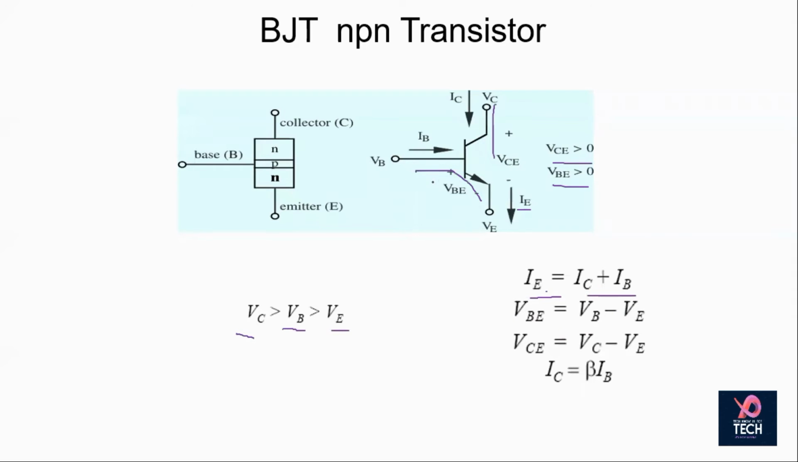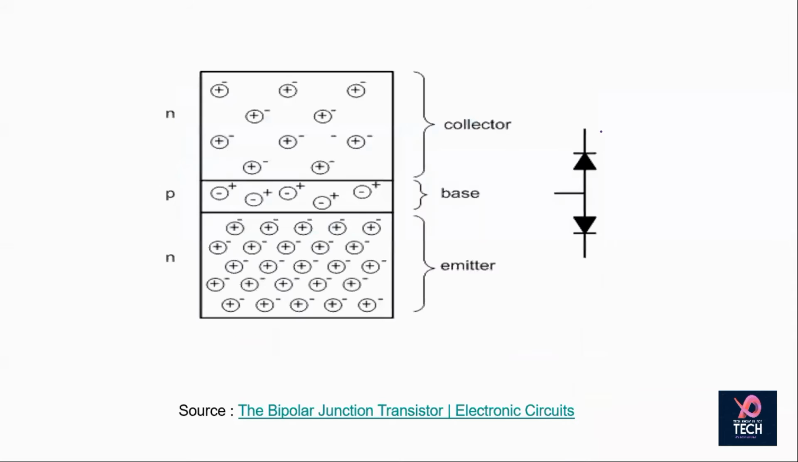So V_BE is equal to the voltage at base minus the voltage at emitter. Similarly, V_CE is the voltage at collector minus the voltage at emitter. So I_C is equal to beta times I_B. This we are going to derive in the coming classes, so don't worry about this. Now we will move ahead so that the understanding of the topic increases.